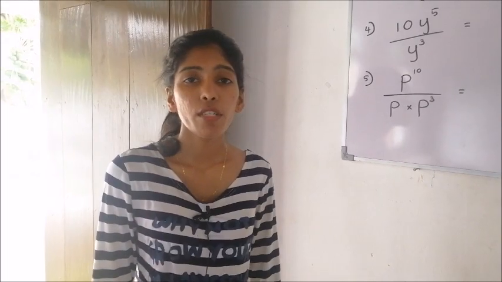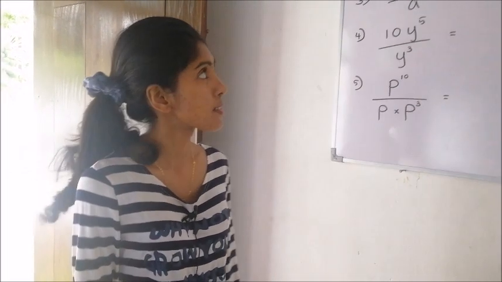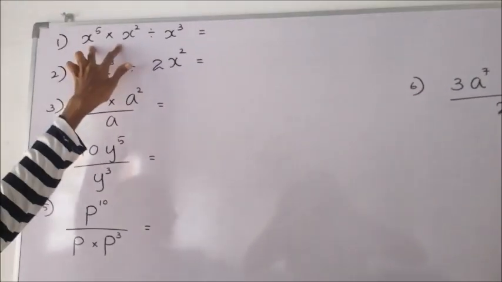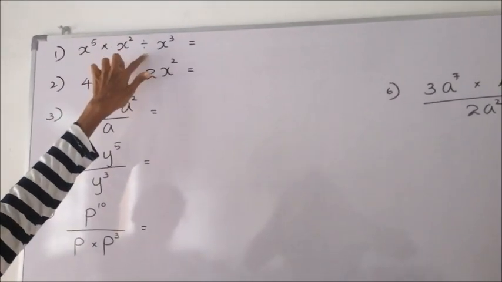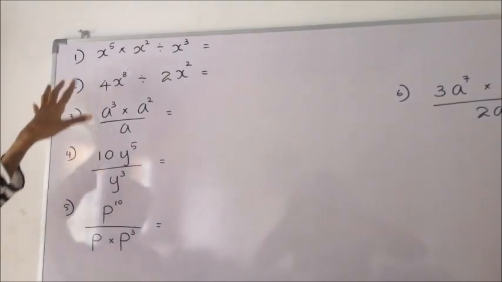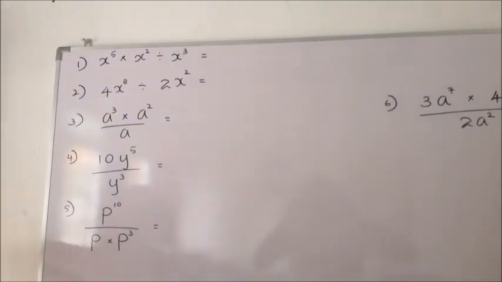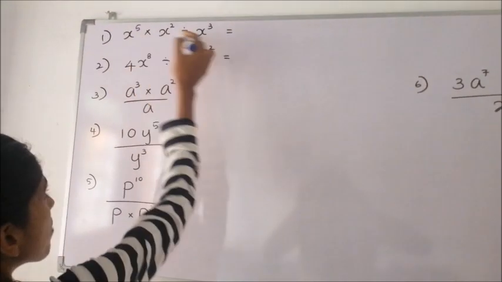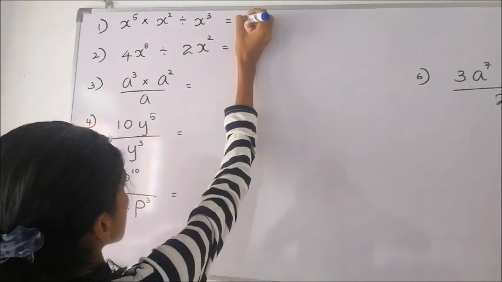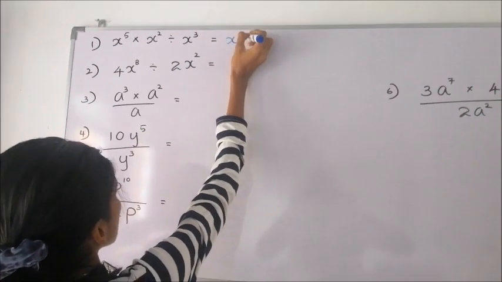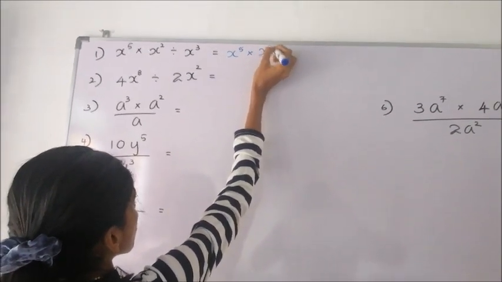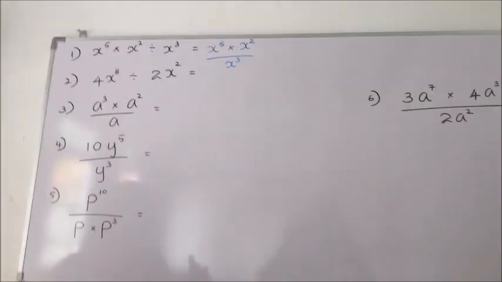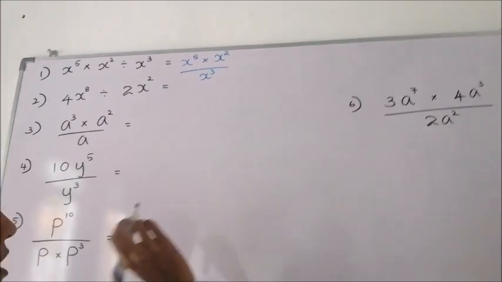Now children, we will do these example questions. See the first one. First two are multiplied, then by the last one, the previous answer is divided. Right, we will write this in an easy way. First two are multiplied, so we will write it like this. X to the power 5 into x to the power 2 divided by x to the power 3. In common, draw a line, then write the denominator there.